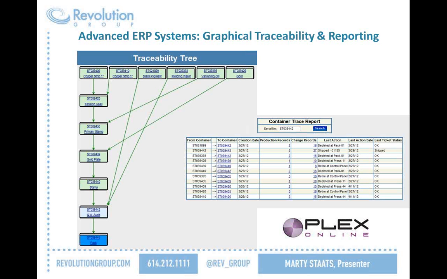In this case, we've got a graphical traceability tree that you can look at both forwards and backwards. So if you're starting with a source container, you can see what containers were manufactured out of that source container. In the same respect, if you have a finished goods container, you can trace it all the way back to see what WIP and purchased components went into that container.